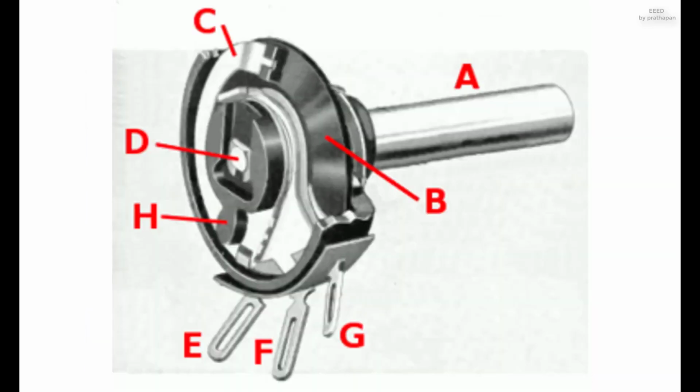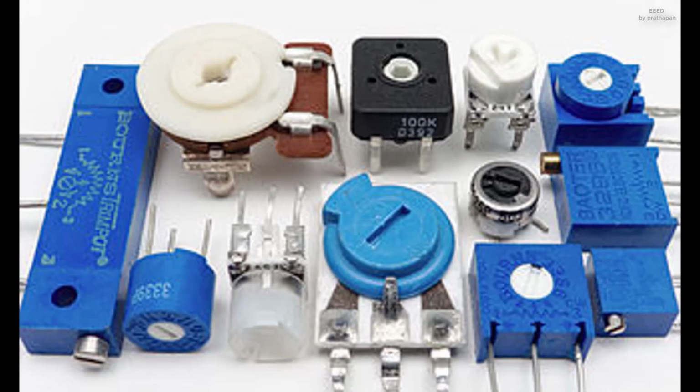Potentiometers. Typical panel mount potentiometer. Drawing of potentiometer with case cut away, showing parts: A. Shaft, B. Stationary carbon composition resistance element, C. Phosphor bronze wiper, D. Shaft attached to wiper, E. and G. Terminals connected to ends of resistance element, F. Terminal connected to wiper. An assortment of small through-hole potentiometers designed for mounting on printed circuit boards.